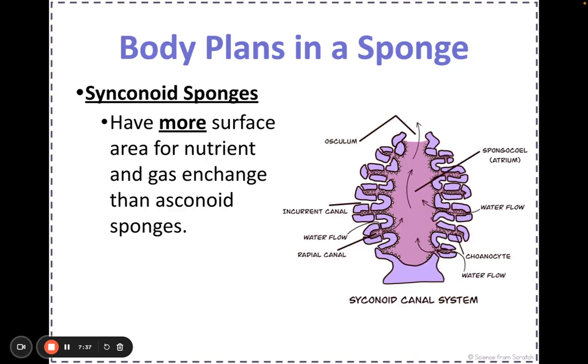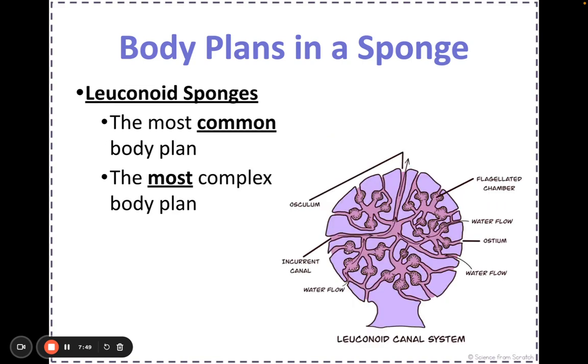Okay, so continuing on with our second type of body plan, the synconoid sponges we just talked about have more surface area, so they allow more gas exchange and nutrient exchange to occur. The third type we'll talk about is the leuconoid sponges. This is the most common body plan that we see in this phylum, and it's also the most complex.